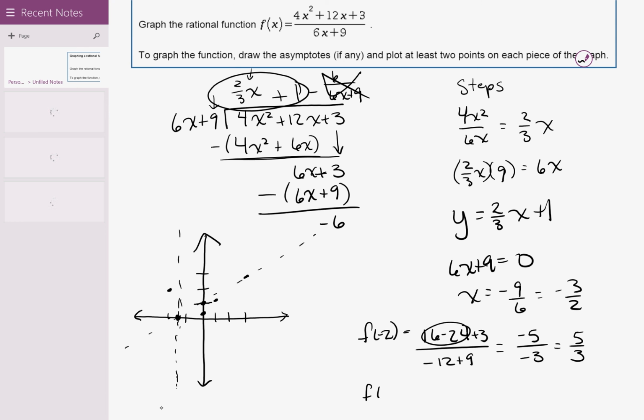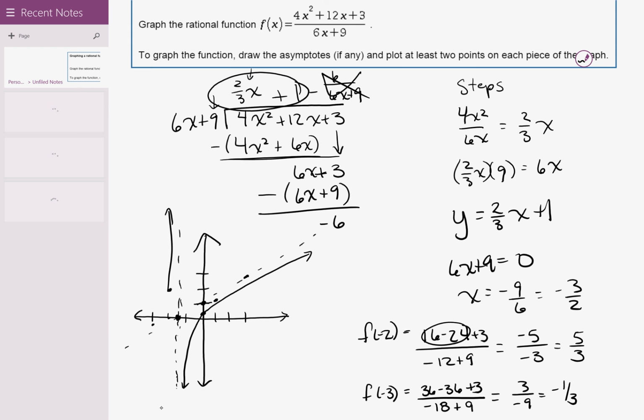And f of negative 3 is equal to 36 minus 36 plus 3 over negative 18 plus 9. So that is 3 over negative 9, which is negative 1/3. So at negative 3, I have negative 1/3. And then when I click on the curve button, it will fill in the graph like this.